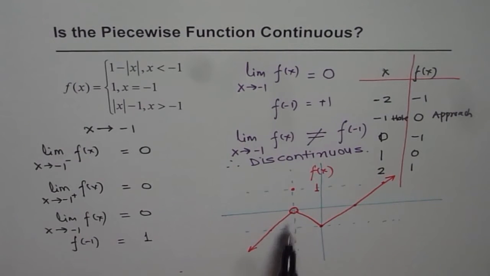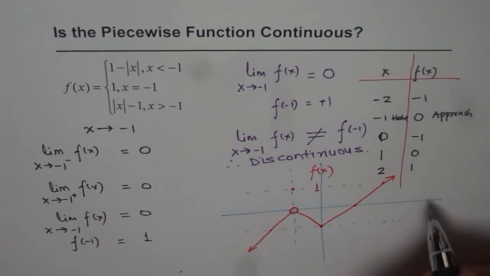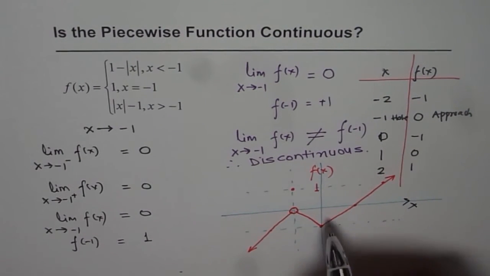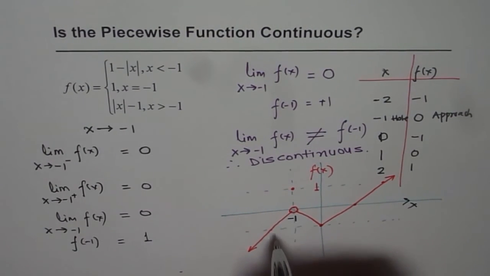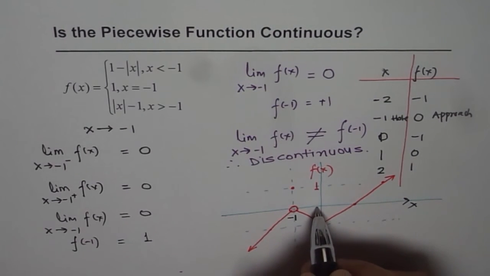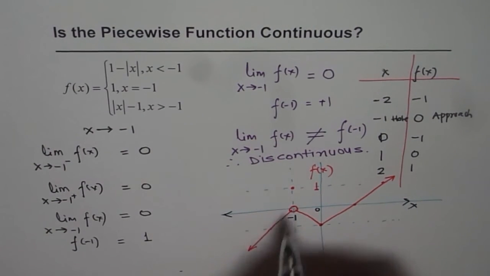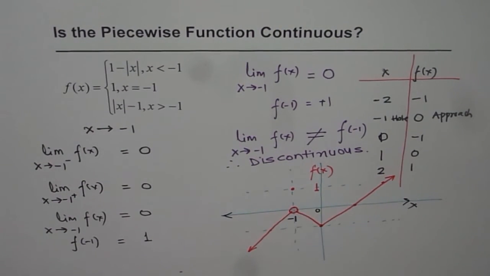As you can clearly see, if that is my x-axis, right, now if I'm approaching -1, this is -1, from the left side I'm approaching 0, right? And even from the right side, I'm approaching 0. So the limit exists, but there is a discontinuity. There is a hole here, correct? And the value of the function is not the same as the limit of the function. That is the reason why the function is discontinuous.